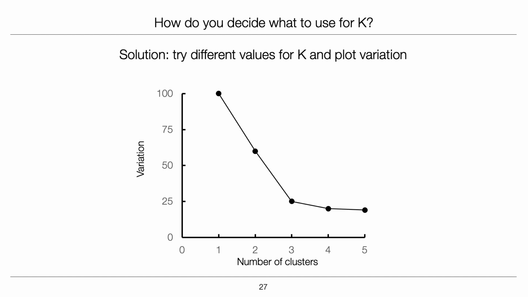Naturally, when you have a larger k, you're going to have a smaller total variation. Because if you think about it, in the most extreme case, if you assign each data point to its own cluster, then the total variation will be 0.